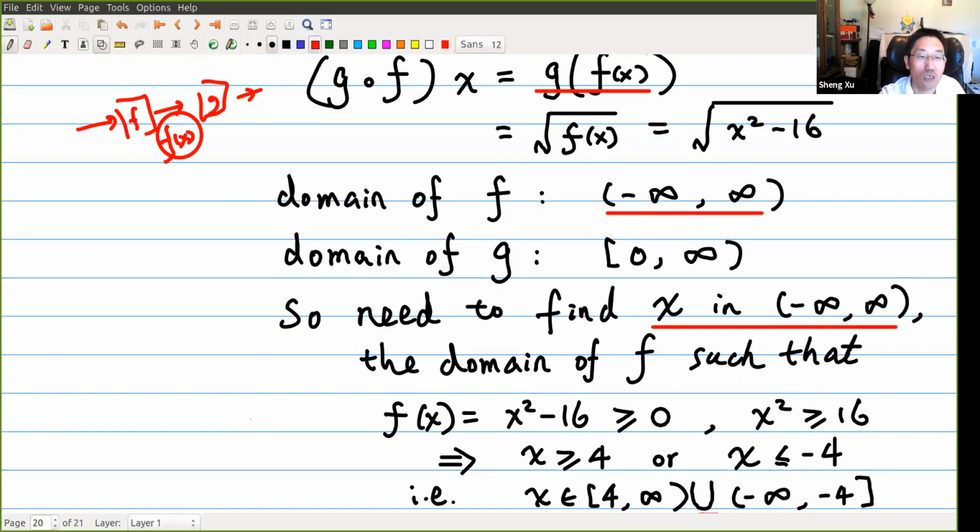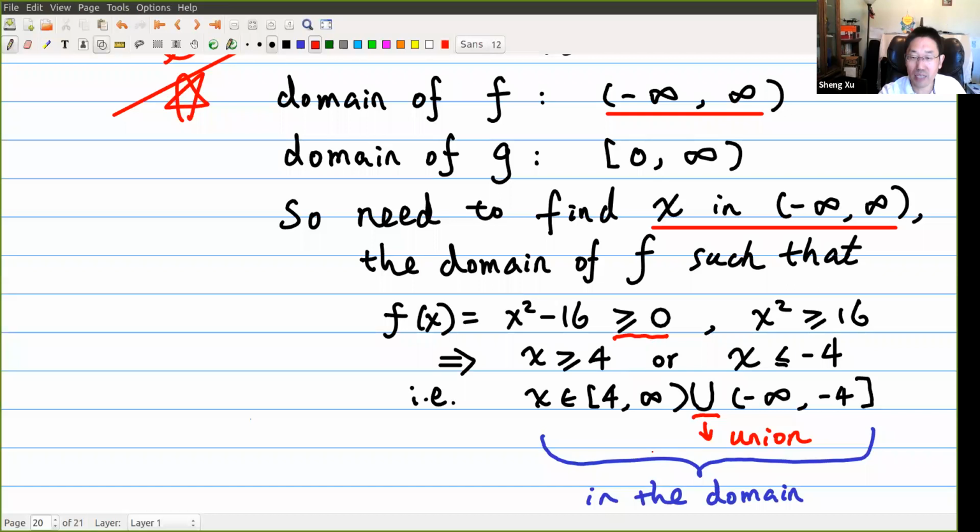So what's the domain of g? gx is the square root of x, right? Which means fx, x squared minus 16, should be greater or equal to zero. That gives you x squared greater or equal to 16, so x greater or equal to four, or x less or equal to negative four. So that's the domain for the function.